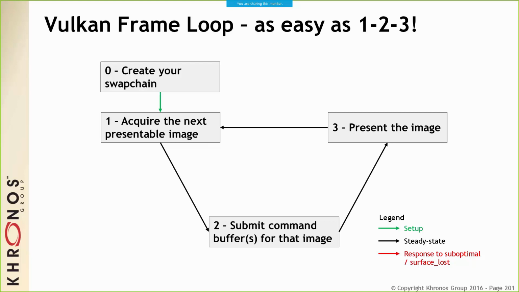Surface lost means it's gone. Don't try presenting anymore with this swap chain. You need to recreate it because either you disconnected the thing that you're presenting to, or the size is not compatible and we can't scale it. So you must start with a new swap chain. But there's a nice mechanism to create a new swap chain from your old swap chain, and the transition should be clean. All of this belongs in the VK_KHR_swapchain extension.